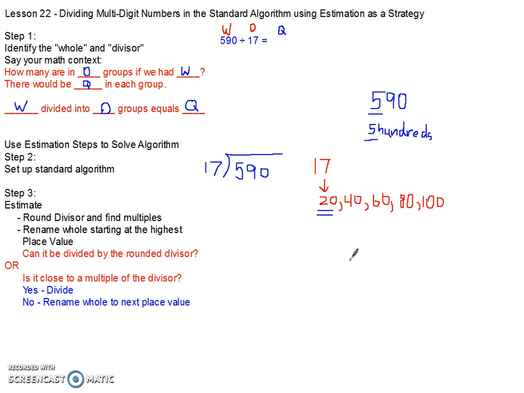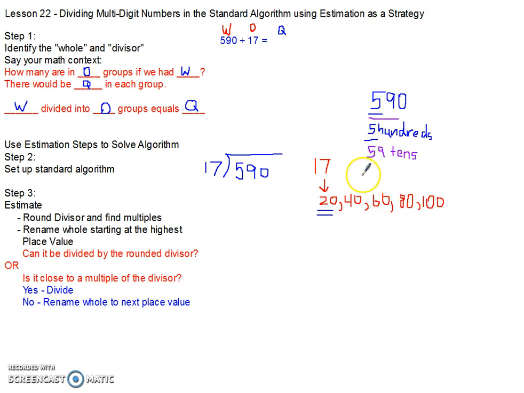If the answer to my questions is yes, then I would divide my renamed whole by my multiple, or my rounded divisor. If it's no, and in this case it is no, I need to rename my whole to the next place value. I had renamed to the first place value, and that wasn't enough. So I'm going to rename to the next place value, which is tens. So I would have 59 tens.